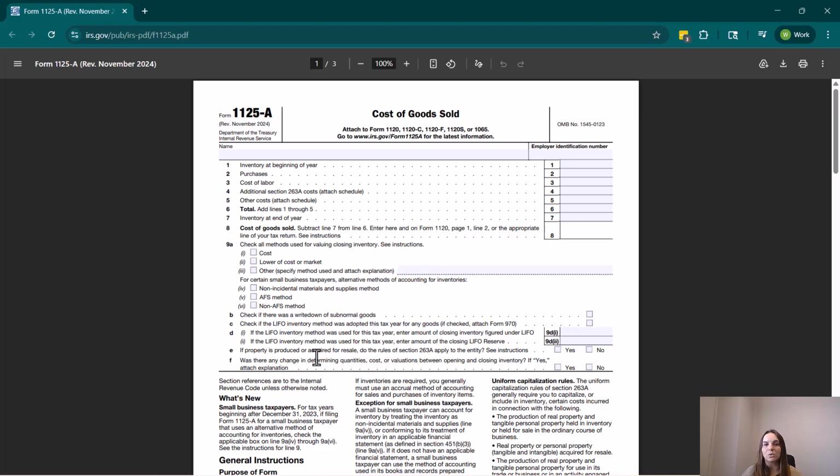So this is the cost of goods sold form. Essentially what you're doing is calculating cost of goods sold, and then you're going to attach this to your tax return. This will flow through onto page 1 of that tax return.